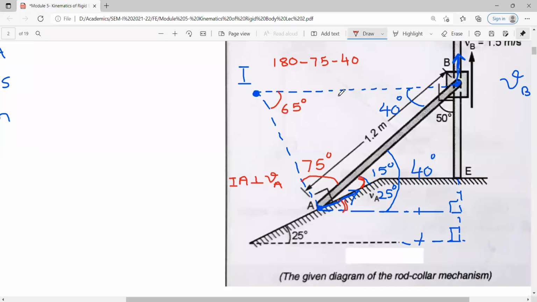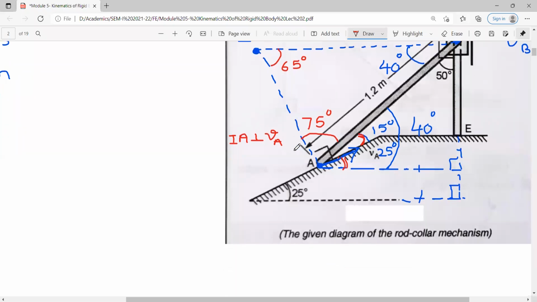Are you understanding the geometry? It is just trigonometry, nothing else. Okay with this? Or do you want me to explain one more time? Yes, sir. Sir, one more time. Okay, so I will tell you.